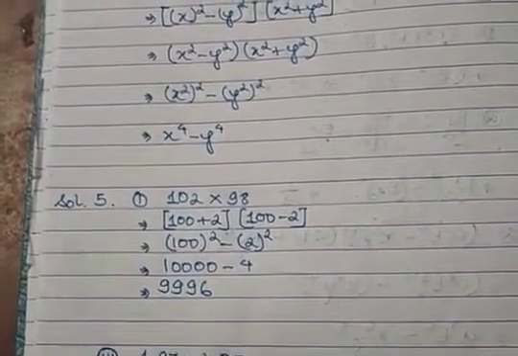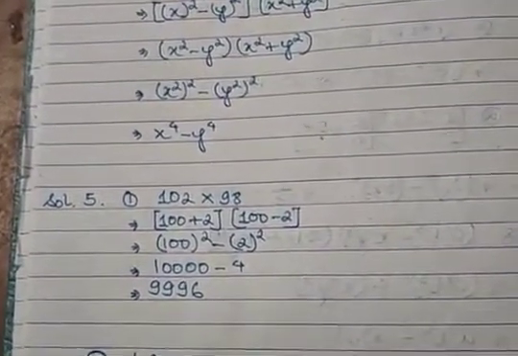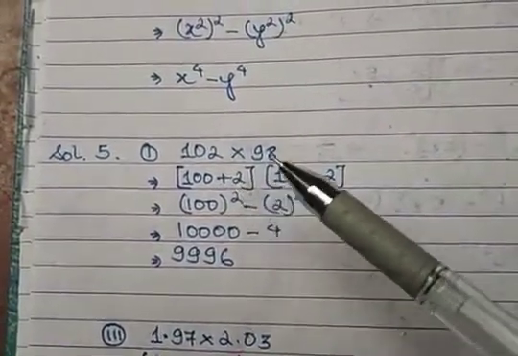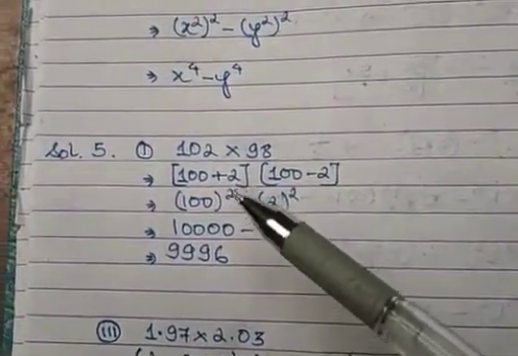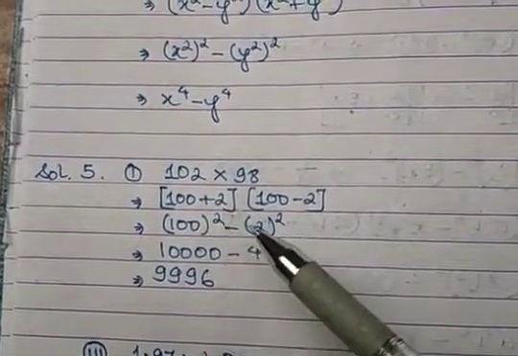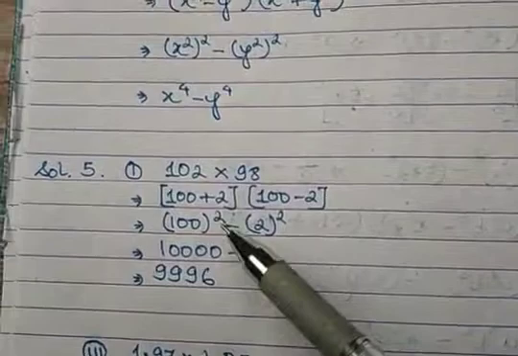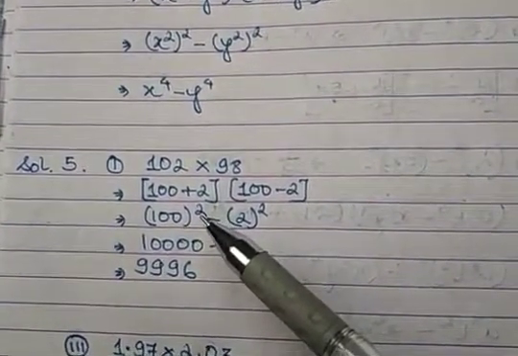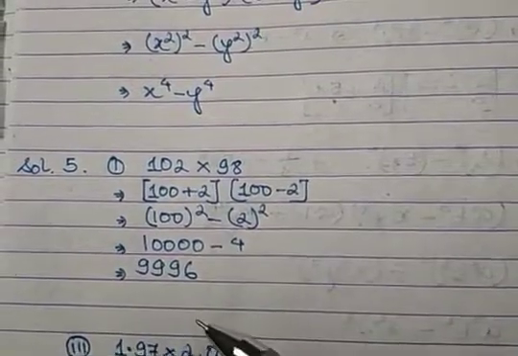If you use multiples of 10, it will be easier for you to square the terms as well. So 102 is 100 plus 2, 98 is 100 minus 2, so it is (100 + 2)(100 - 2), a plus b, a minus b. So a square minus b square is 100 square minus 2 square. How do we square the multiples of 10?